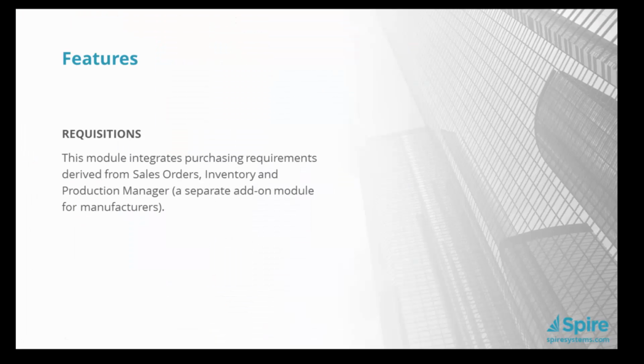Okay, the next section we're going to talk about is features. So the first feature is requisitions. This module integrates purchasing requirements derived from within sales orders, inventory, and production, which is a separate add-on for manufacturers. So basically you can gather together all your shortages, create requisitions for the items, and then create purchase orders based on those needs.